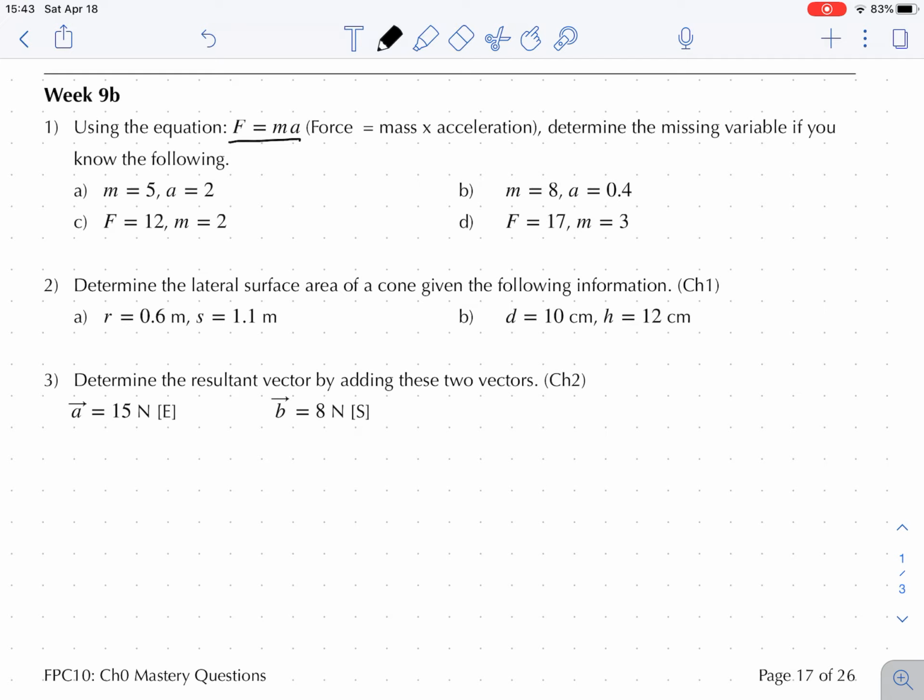1a. Mass is 5, acceleration is 2. I left the units off. I just want you to be able to do the math. So we're going to write out our formula. Force is equal to mass times acceleration. So in this case, force is equal to 5 times 2, or our force is equal to 10. So we write that up here. Force is equal to 10. Easy enough.